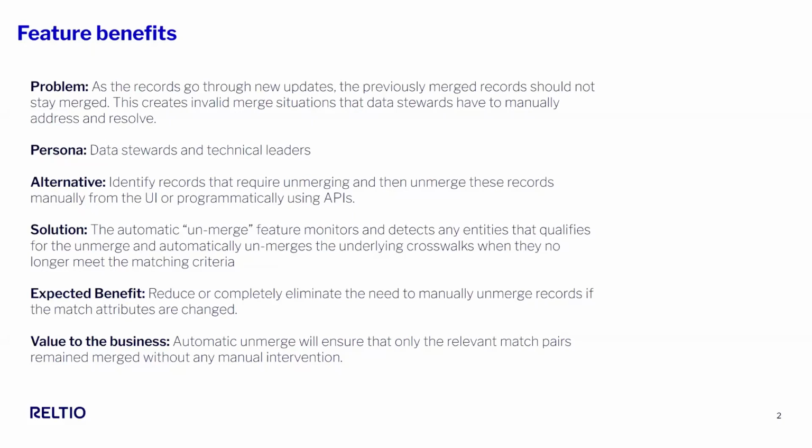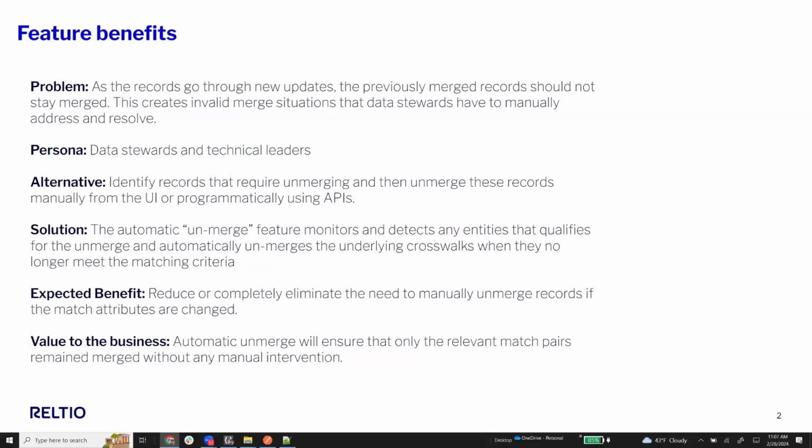So we heard and we listened to that feedback. And in the last release, we have made significant improvements to this functionality, which gives you better control. You can decide when to unmerge, or you can decide when the system should unmerge automatically. So that's what we're going to talk about. The obvious benefit here is that this will reduce or even completely eliminate the need to manually unmerge records, which takes hundreds of hours of data stewards, which they can spend on some other important tasks.